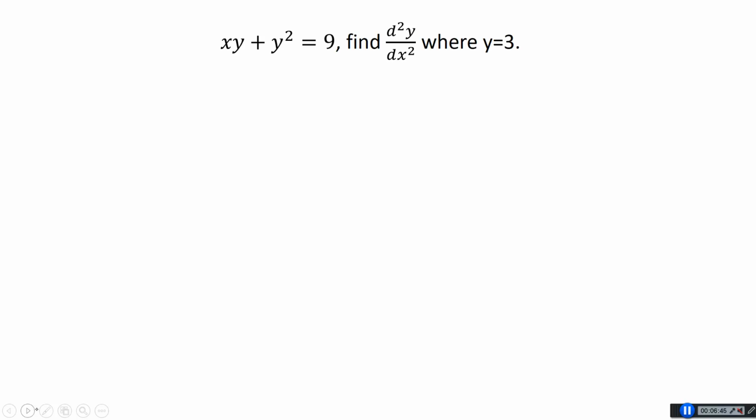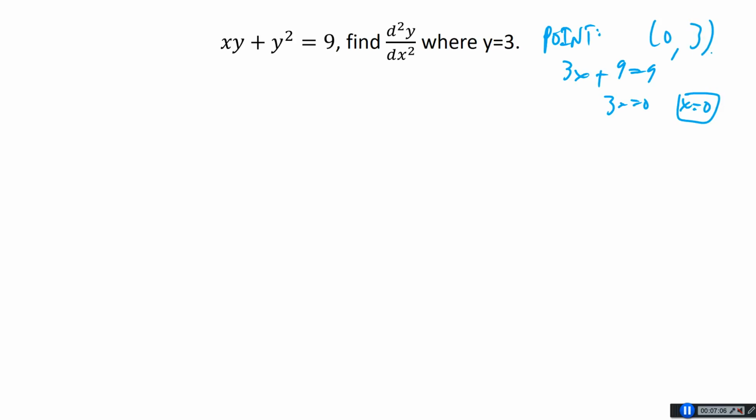So this time we're actually going to evaluate this at y equals 3. So first we should probably get a point, because we're going to need the x. So if y is 3, we're going to have 3x plus 9. Is that right? Yep, equal to 9. So if you subtract 9, 3x equals 0. Looks like x has to be 0. Okay, so our point is (0, 3). So we'll use that when we do the second derivative.